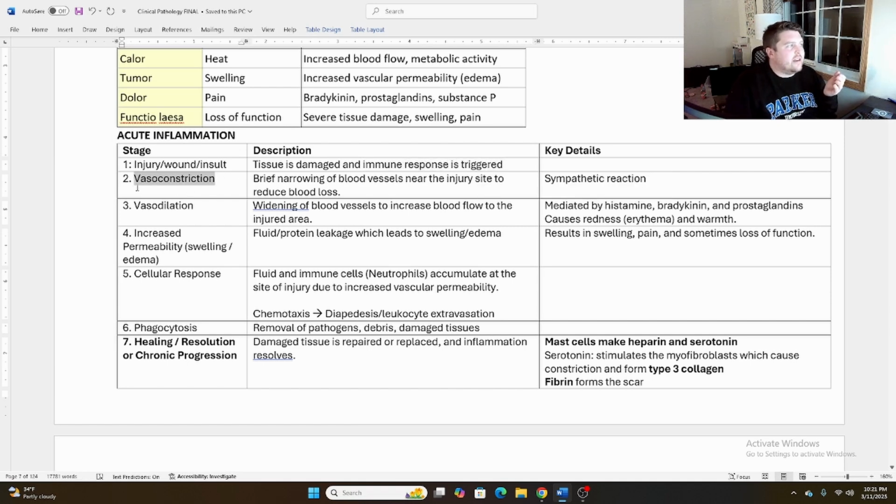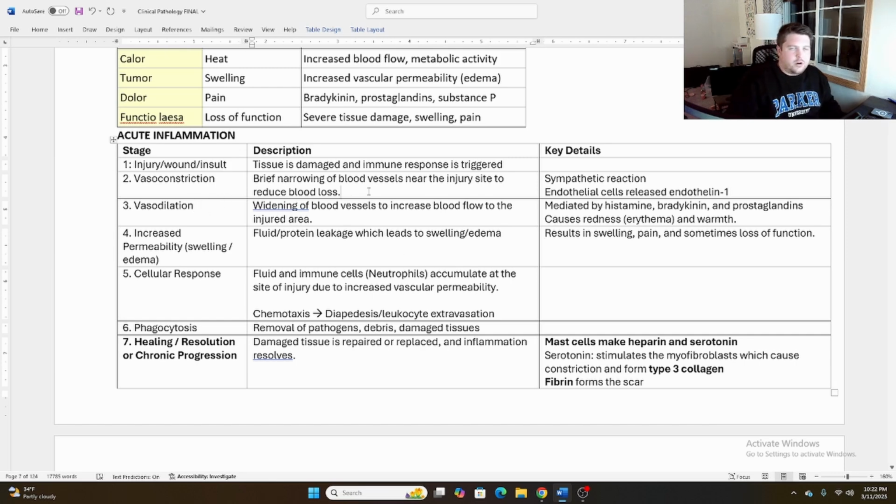Immediately, we get vasoconstriction. This is because when we have some type of wound, we have a sympathetic reaction as well as the endothelial cells release what is called endothelin 1. When endothelial cells are injured, they release this specific endothelin 1, which actually causes vasoconstriction to ensure that we don't lose too much blood.